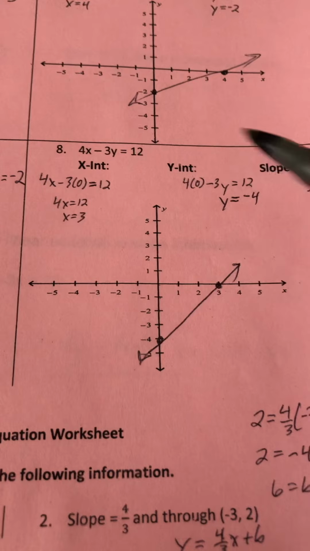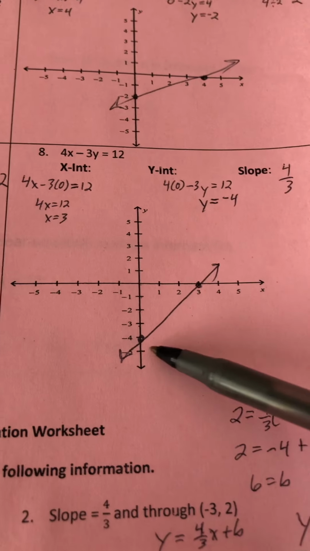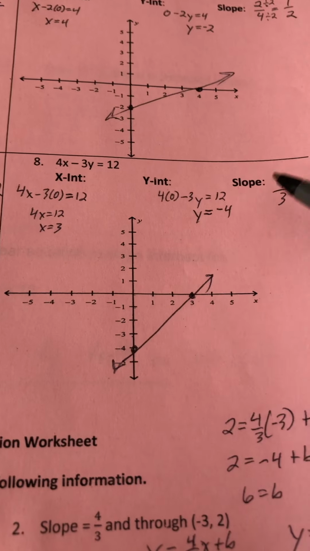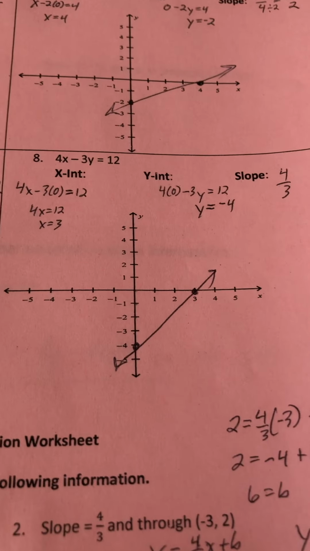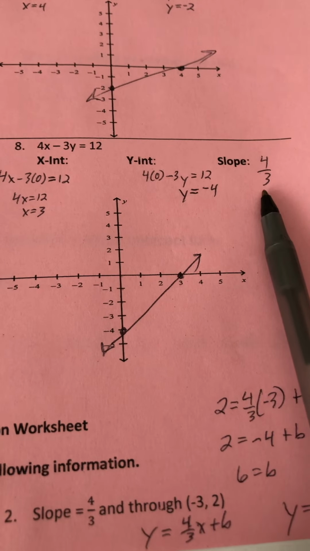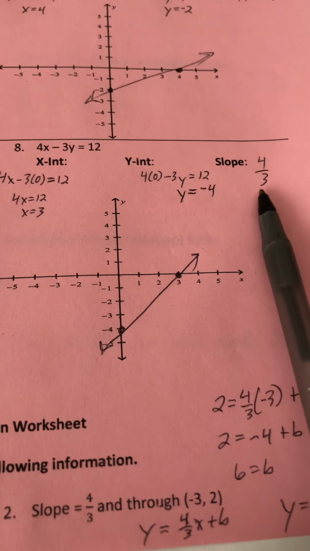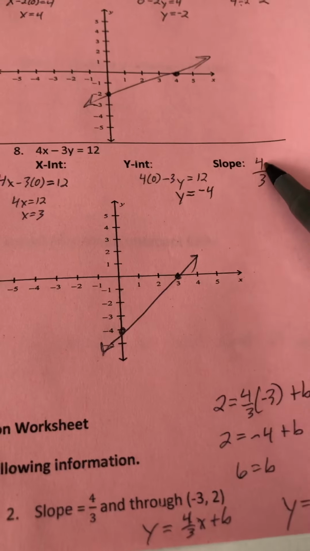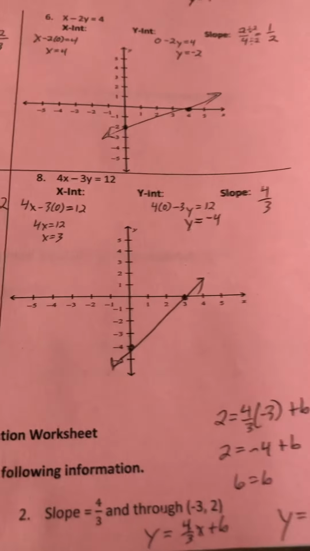Okay, I figure out my x-intercept. I figure out my y-intercept. Notice from this point to this point, my slope goes up 4 over 3. So that's a positive 4 over 3. I do not change these to mixed numerals. Don't change this to 1 and 1/3. We want to know our rise over run. We want to know it this way. So leave those as improper fractions, please.